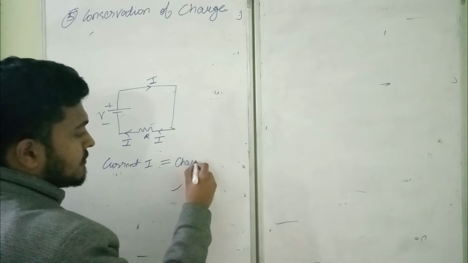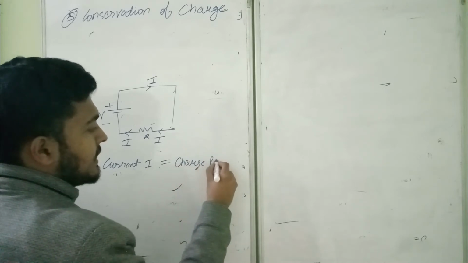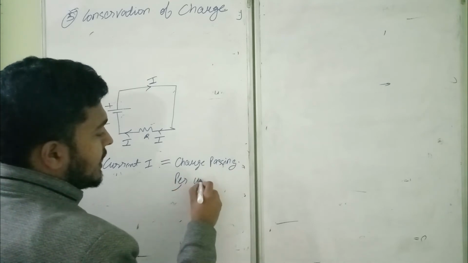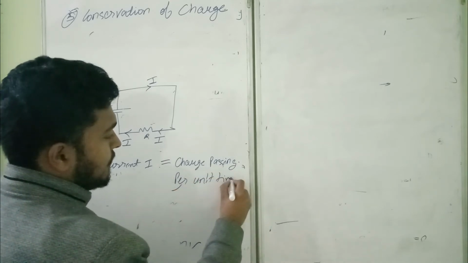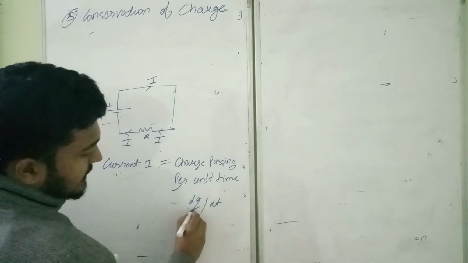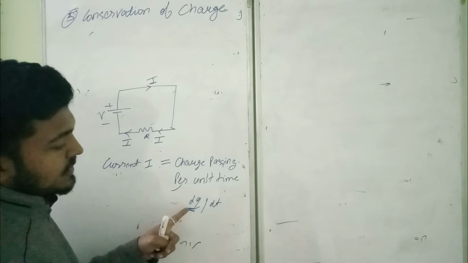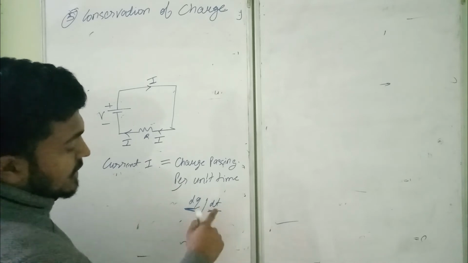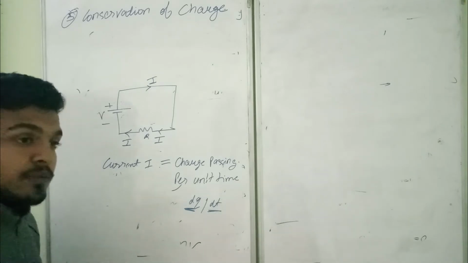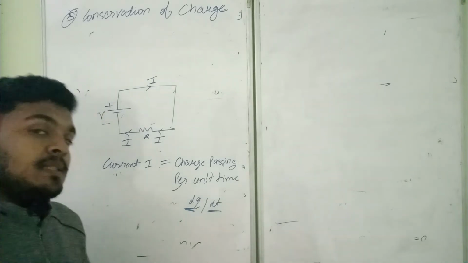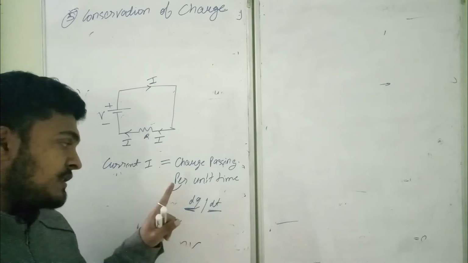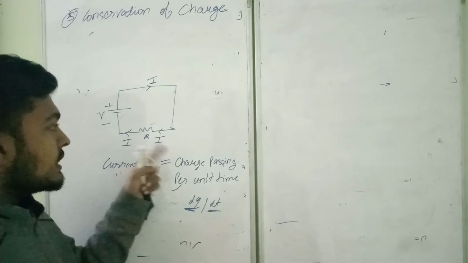Charge passing per unit time. We say it as dq by dt. dq means change in charge divided by the change in time. As velocity is the change in distance with the change in time, similarly the change in amount of charge with time is called current.